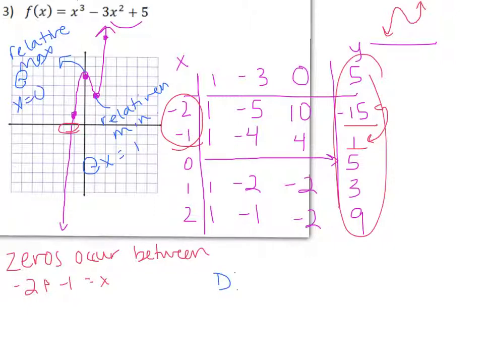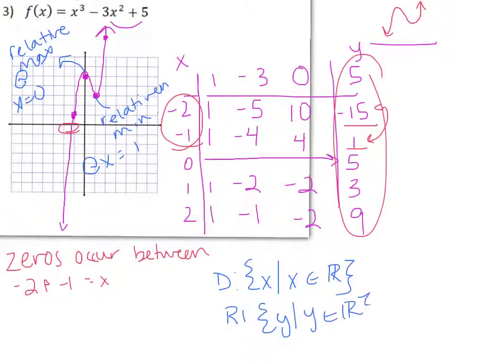And then our domain and our range. Our domain are our x values, and x is all real numbers. And the range here are the y values, and in this case, it is also all real numbers. And remember, when we have an odd degree, it will be all real numbers for both. It's just if we have an even degree, then our range will not be all real numbers, but we'll have to figure out the restrictions.